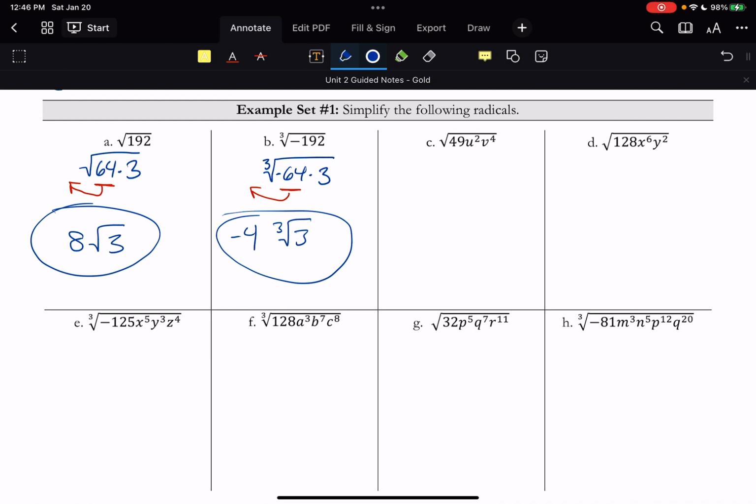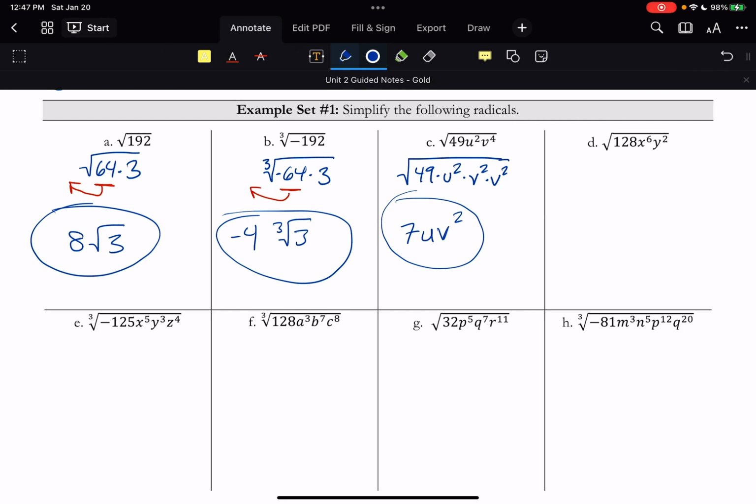So now let's bring in some variables. I have the square root of 49 u squared v to the fourth. I can rewrite this as 49 times u squared. Since I'm taking the square root, I'm trying to find how many pairs of each of these variables I have, and again, I want them in twos because I'm taking a square root. So I can rewrite v to the fourth as v squared times v squared. When I move them outside of my square root, I know the square root of 49 is 7. I have one pair of u's, so I have one whole u, and then I have two pairs of v's. So I have 7uv squared, and that's that done.